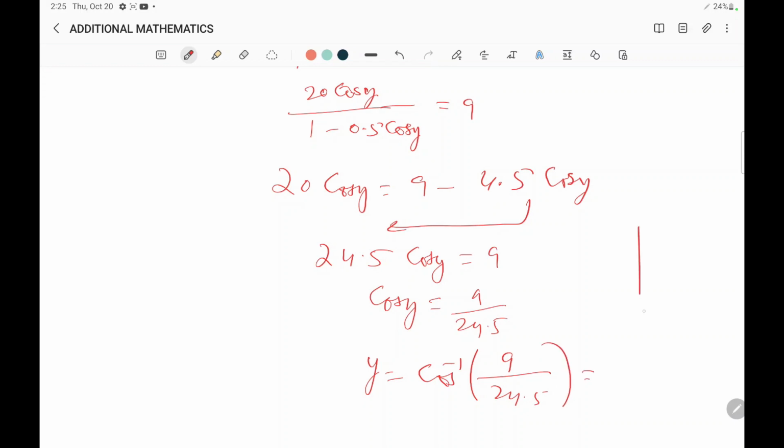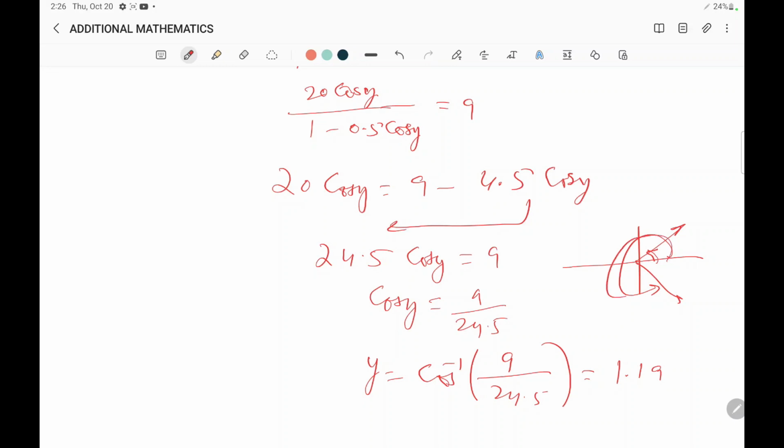What is that? Cos is positive. When is cos positive, guys? In the first quadrant and in the fourth quadrant. So this will be the answer, as well as this can be the answer. So first I have to check whether my calculator is in radian or not. Yes, it's in radian. Okay, shift and cos inverse, that's 9 over 24.5. That is equal to 1.194. So 1.194 we can say, or 1.19.